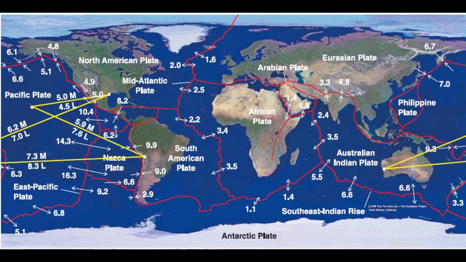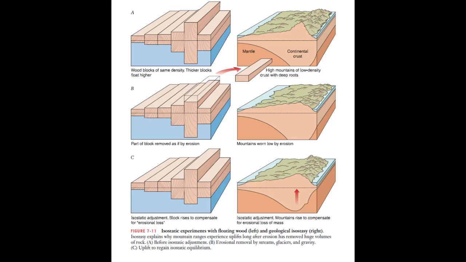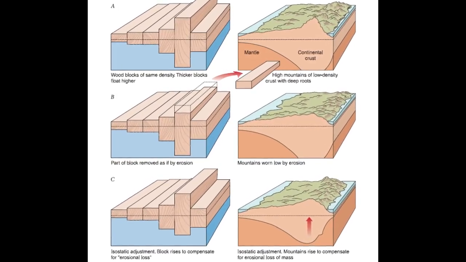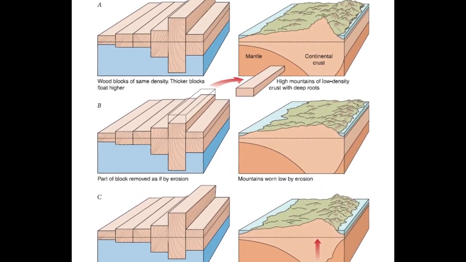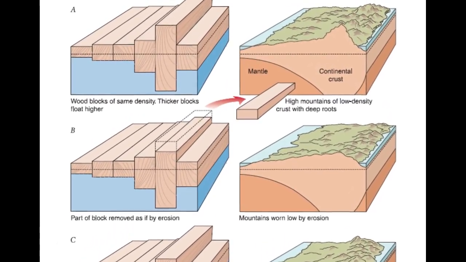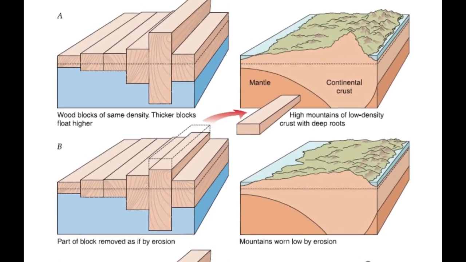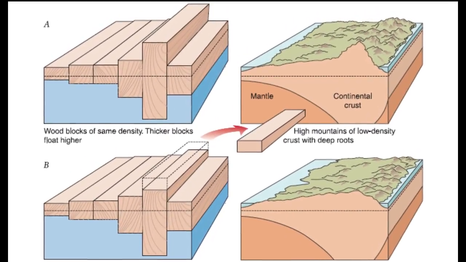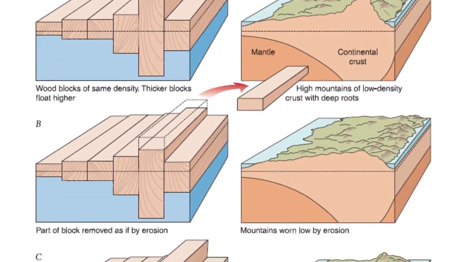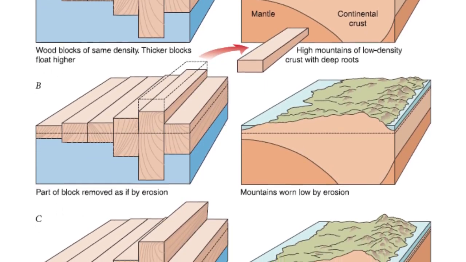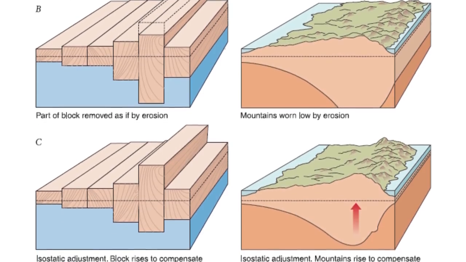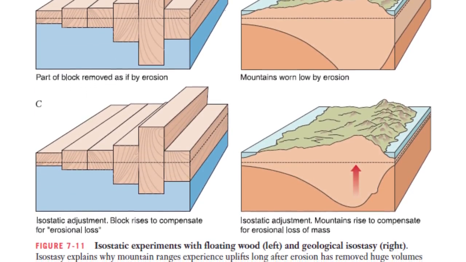Our book describes a cool experiment that I'm quite a fan of. Blocks of wood are floating in the water. The wood is like the continental crust and the water is like the liquid mantle. If we stack the blocks of wood on top of each other, then the lower blocks would be pushed deeper into the water under the weight of the blocks on top. Likewise, if we removed the top blocks, like the water streams that carve sediments from the top of the mountains, the lower blocks would spring back up towards the water surface.